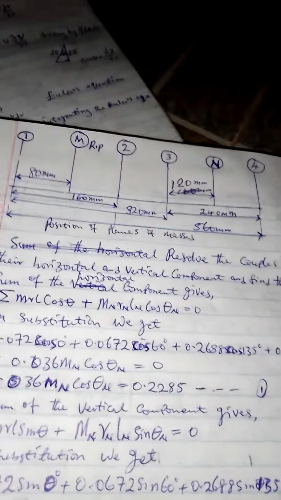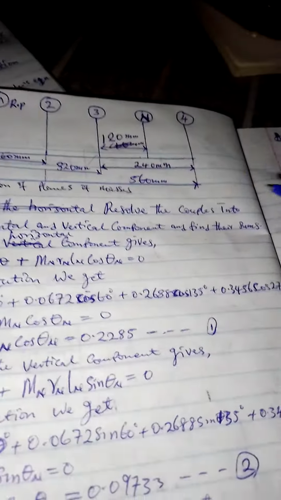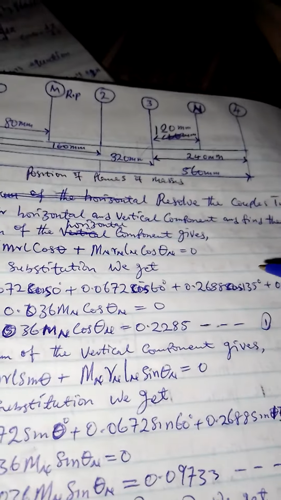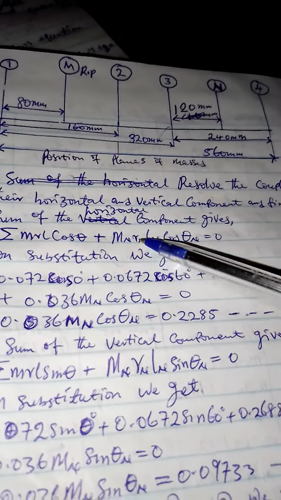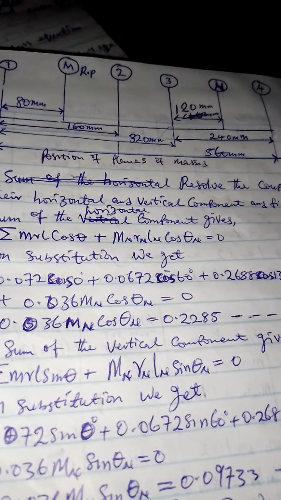So the next step is to resolve the couples into horizontal and vertical components. So we can easily solve the couple because here we have only one unknown position.